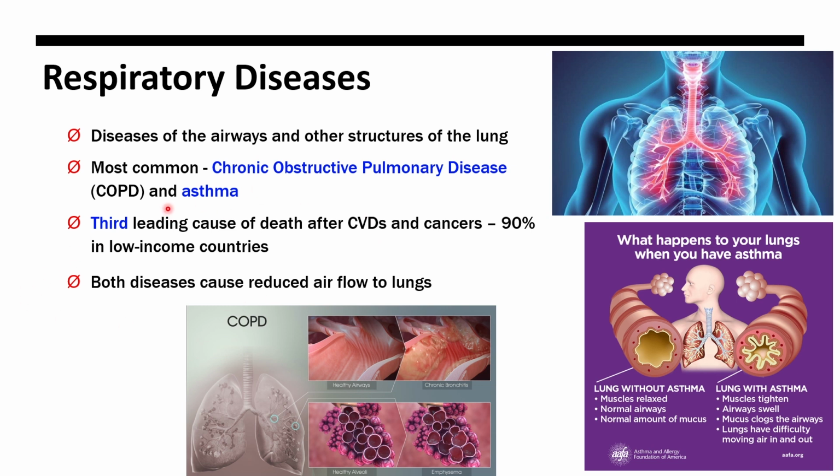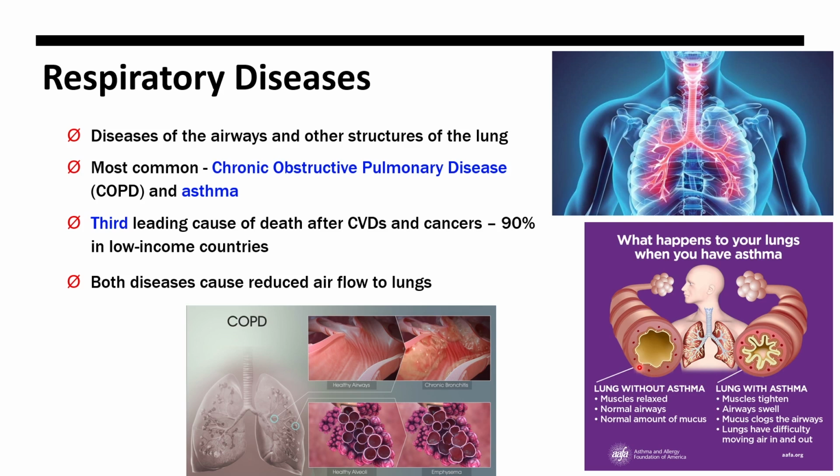Both of these, asthma or chronic obstructive pulmonary disease, cause reduced airflow to the lungs. If you look at this, you can see this is an airway of a healthy lung. And this is an airway of a lung with asthma. You can see the main differences. Here you can see the muscles are relaxed, but here you can see the muscles are tightened.